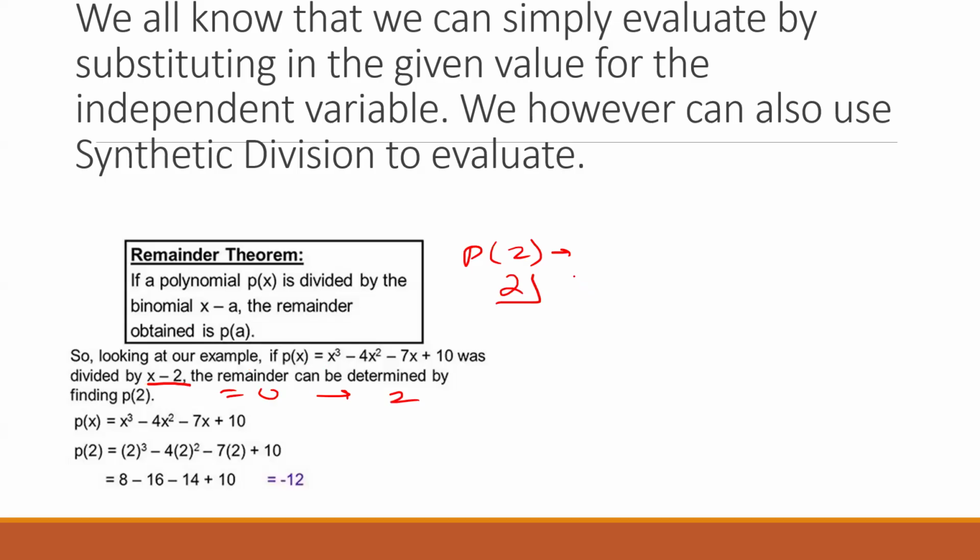We write out our coefficients, 1, -4, -7, and 10. We bring down our leading coefficient, and we start our engines. 2 times 1 is 2. -4 plus 2 is -2. 2 times -2 is -4. -7 plus -4 is -11. 2 times -11 is -22. 10 plus -22 is -12.